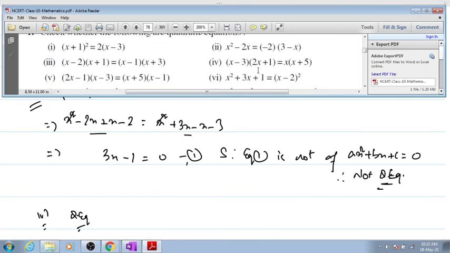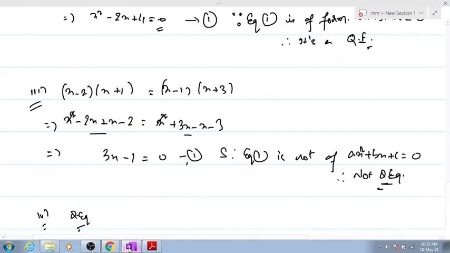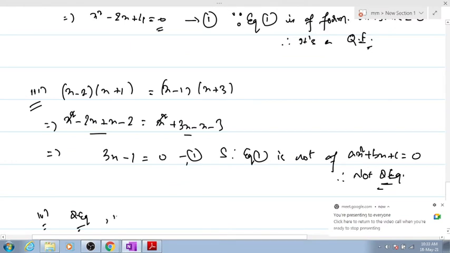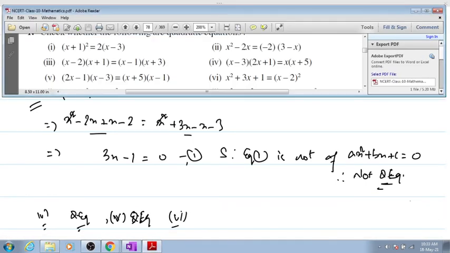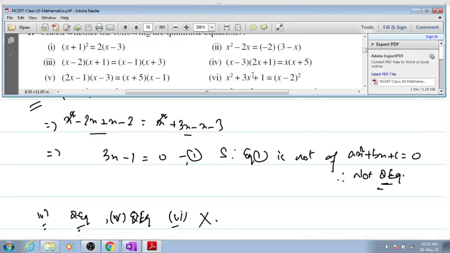Now, 5th and 6th one, hurry up. How many are done with the 4th? You merely have to multiply and just see. Quadratic? Yes, very good. 5th one will also be a quadratic. Go on to check the 6th one. The sixth one is not quadratic. Very good. Because x square is on both the sides, it will get cancelled out.